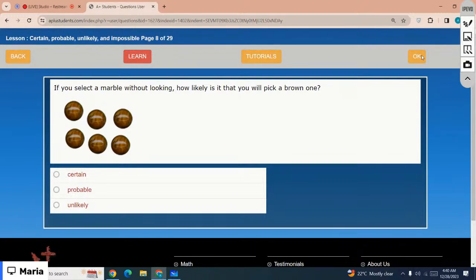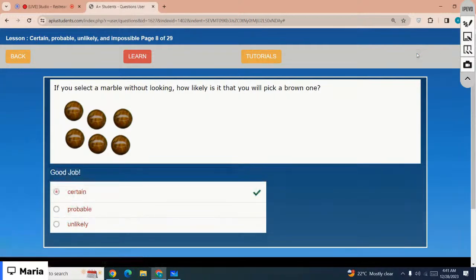If you select a marble without looking, how likely is it that you will pick a brown one? Which is the correct option? All of them are brown, right? So it would be certain that you can select the brown one. The correct option is certain.